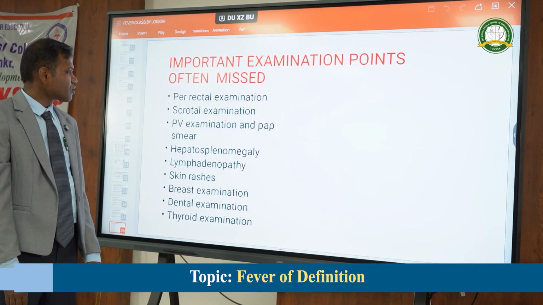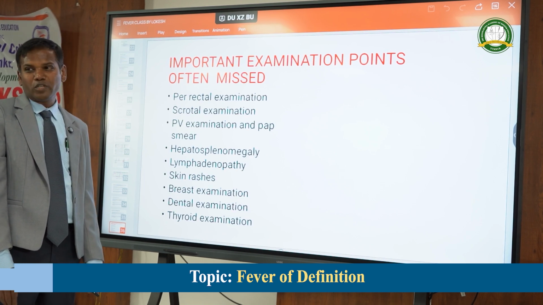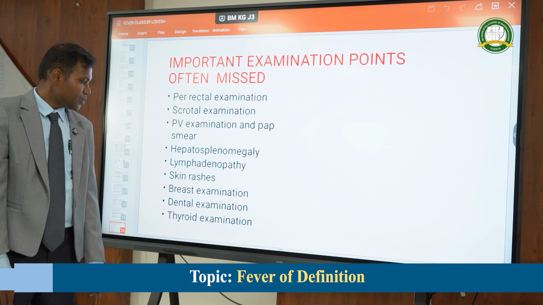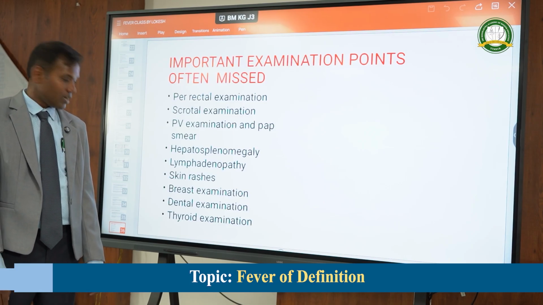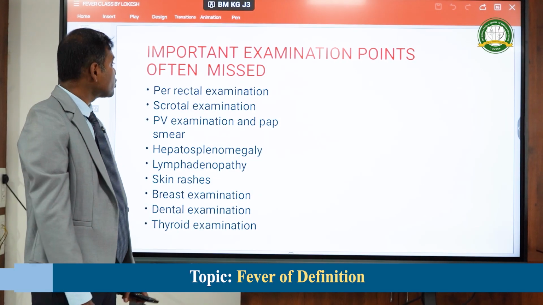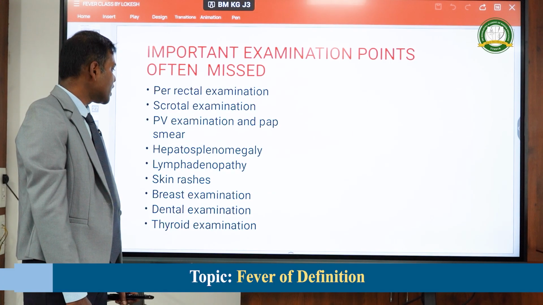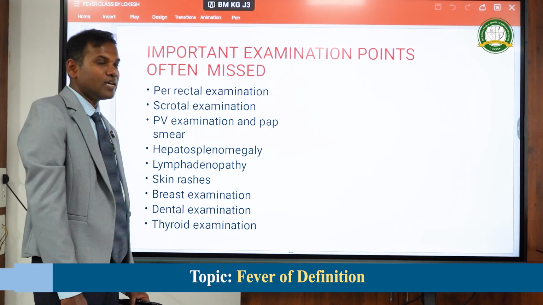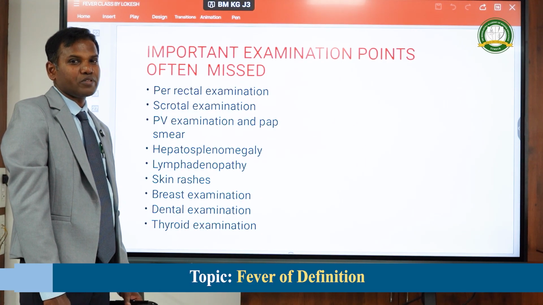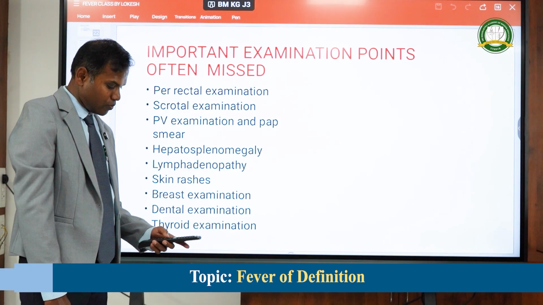Per rectal examination, scrotal examination, per vaginal examination and pap smear, hepatosplenomegaly, lymphadenopathy, skin rashes, breast examination, dental examination, and thyroid examination. So all the body parts, most importantly per rectal, scrotal, as well as per vaginal and pap smear, hepatosplenomegaly, lymphadenopathy, and skin rashes. In females, breast examination, as well as dental examination and thyroid examination, are very important.